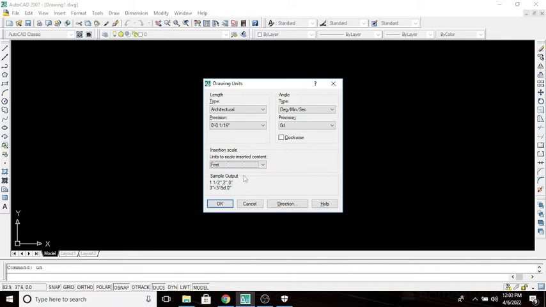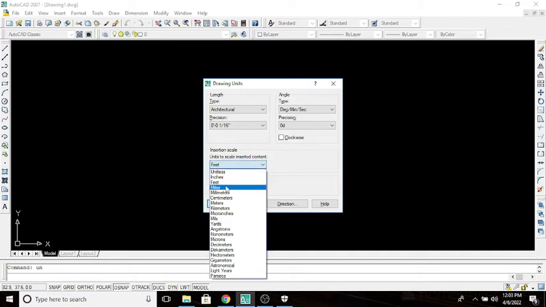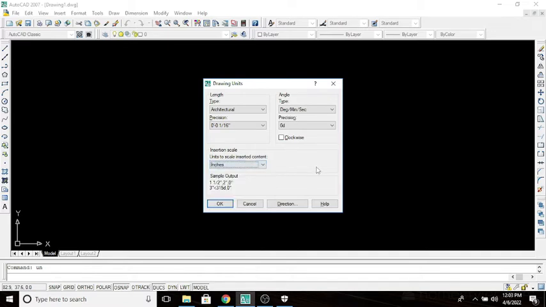Whereas if you select the insertion scale to inches, it means that when you draw a line in AutoCAD, you don't even need to give a sign to your inches value. Simply type your desired value and press enter. So this is the concept of feet and inches.